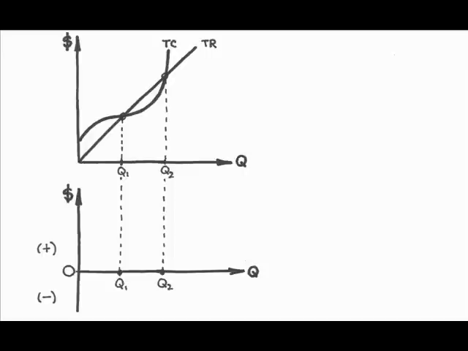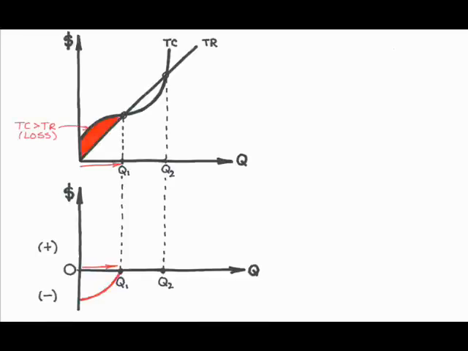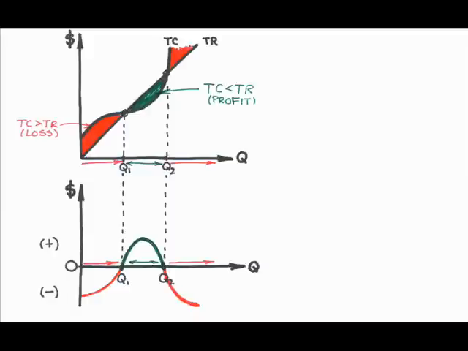What about output levels from 0 up to Q1? Because total cost is higher than total revenue at these levels of output, there are losses in this range. Do losses occur anywhere else? Look to the far right, beyond output level Q2. Again, total cost is greater than total revenue, so there are losses. This leaves us with output levels from Q1 to Q2. In this range, total revenue exceeds total cost, so profits are earned.